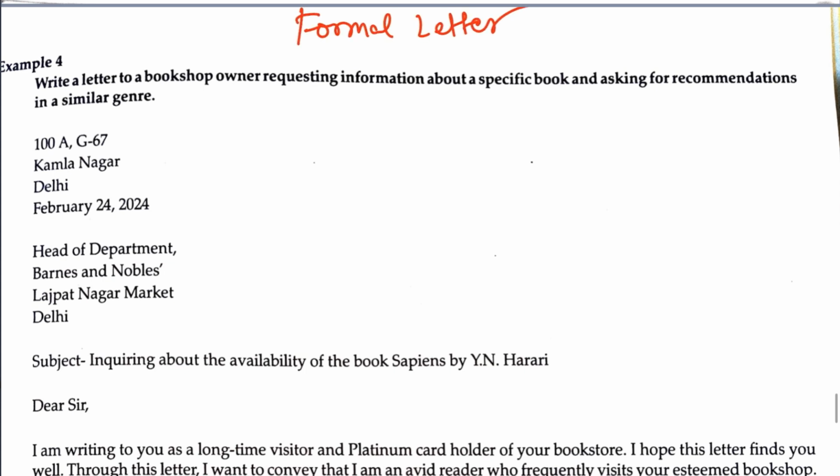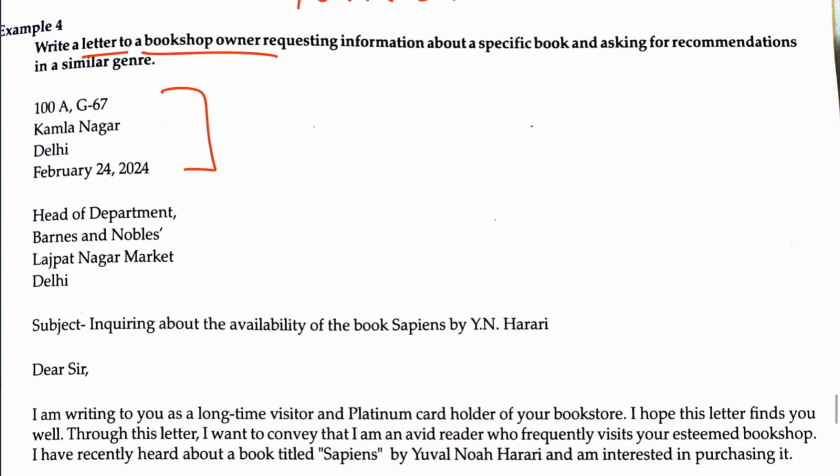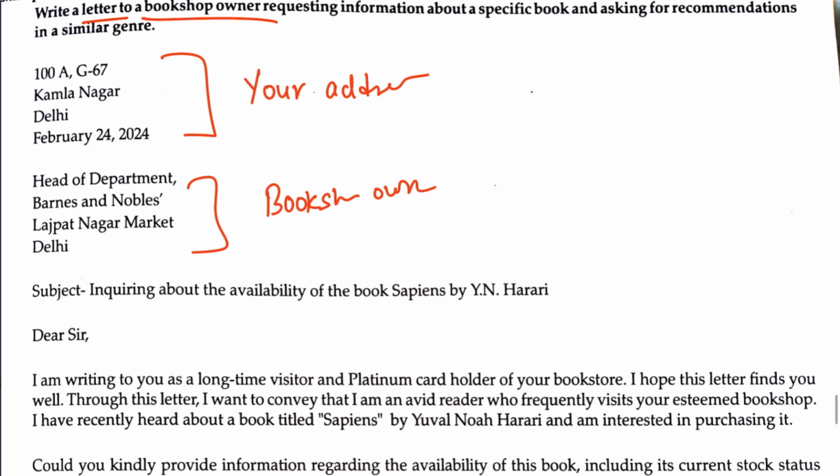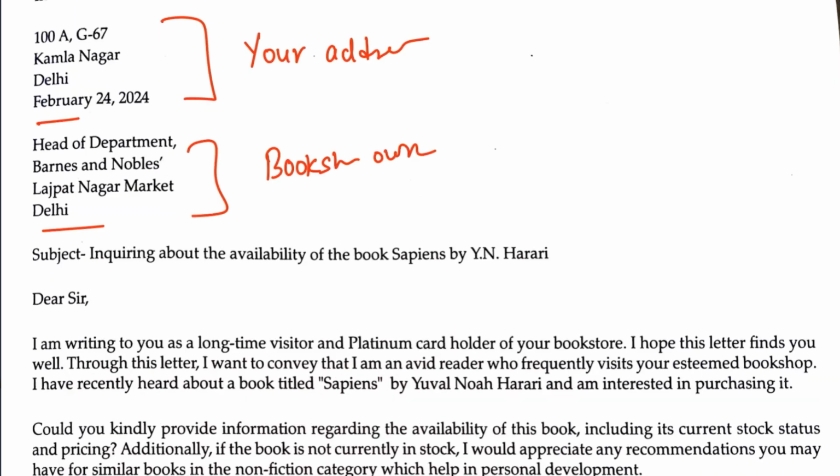Now we'll move on to an example of a formal letter. Write a letter to a bookshop owner requesting information about a specific book and asking for recommendations in a similar genre. So here you have written your address. Then you will be writing the owner's address. Do not forget to leave a line in between. Then the subject: inquiring about the availability of the book. You have to mention the book also.